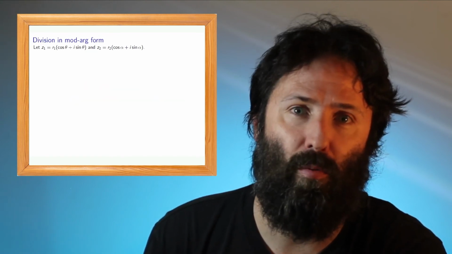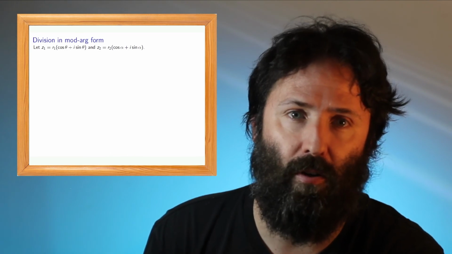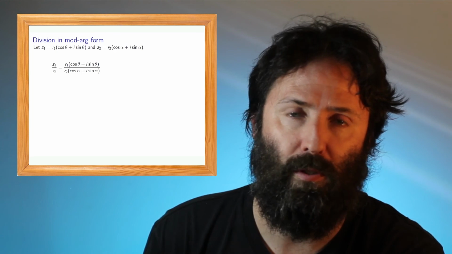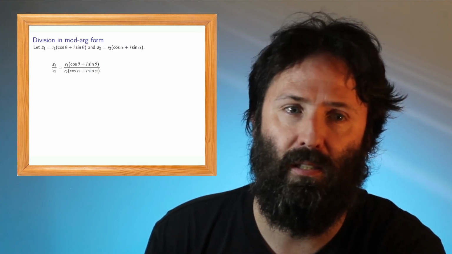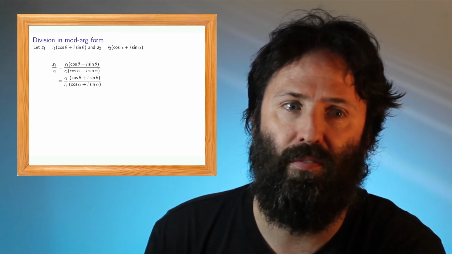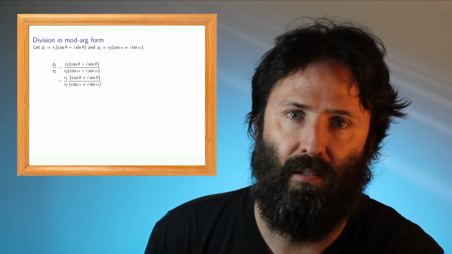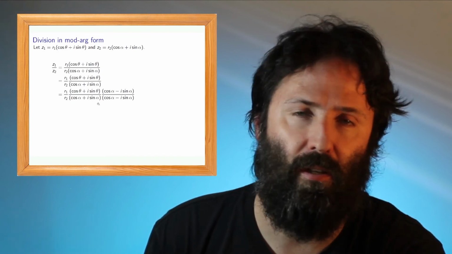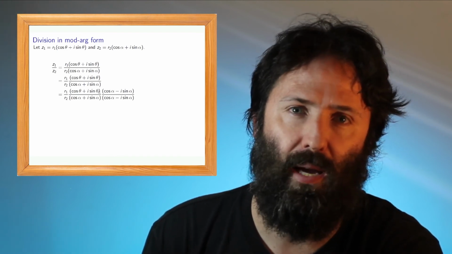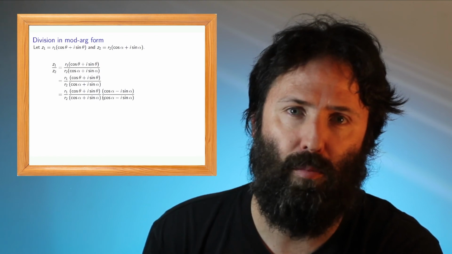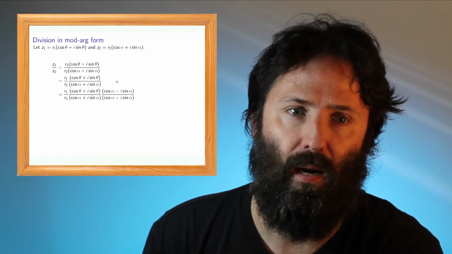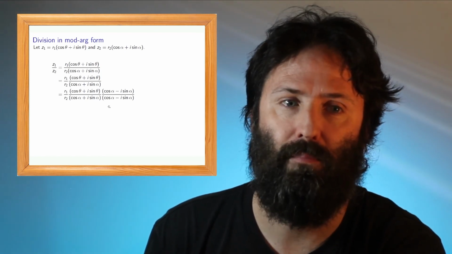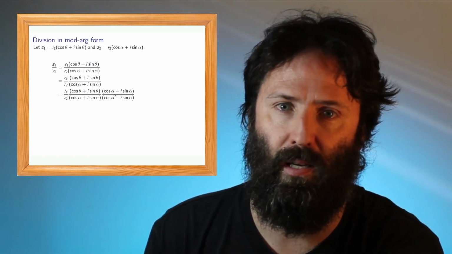Division is no more complicated really. Again, I've got them in mod arg form already here, and I'm going to divide them, which I've written as a fraction here to make things nice and easy. I'm going to split off that R1 and R2 separately, and then, just like we've done with our multiplication earlier, I'm going to multiply top and bottom by the conjugate of the complex number, which just means replace that positive with a negative.